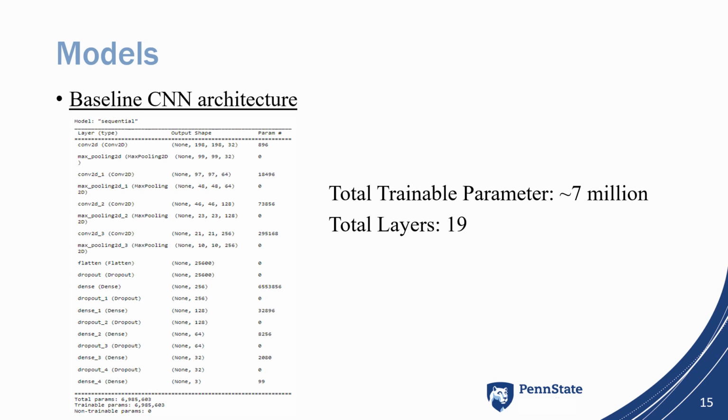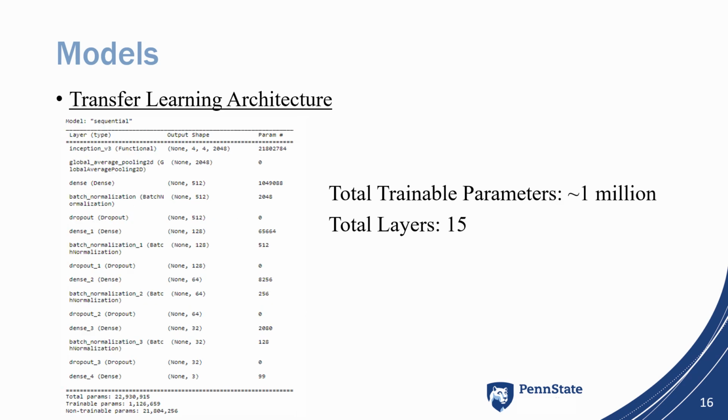We can see that the input shape is the same as the image size that we got before, and for the output layer, three neurons are assigned for the total classes that we want to predict. And here we can see the architecture of our transfer learning model. Despite the total parameters being about 23 million, the total trainable parameters are only 1 million.